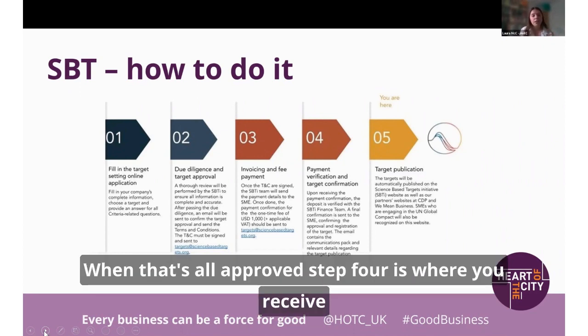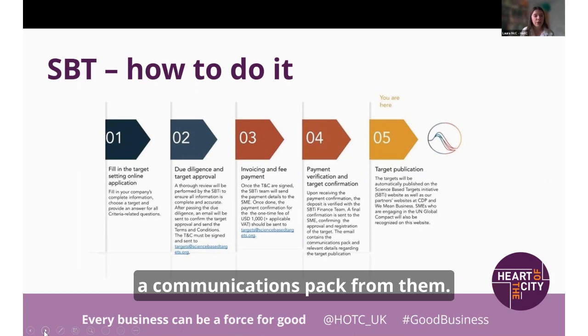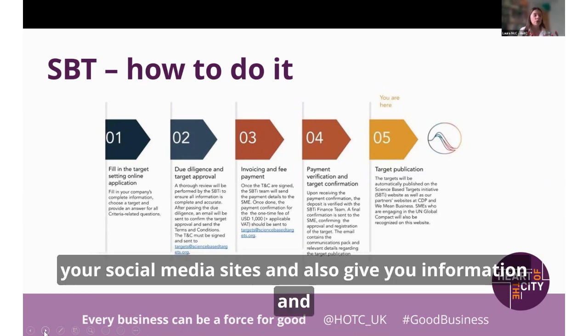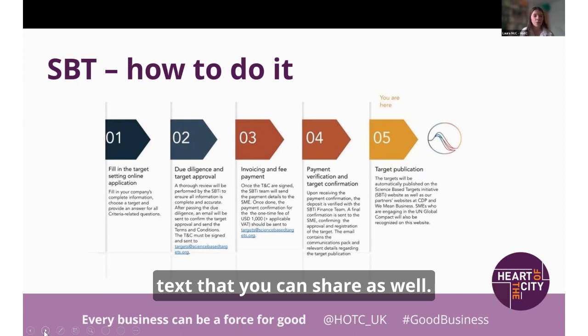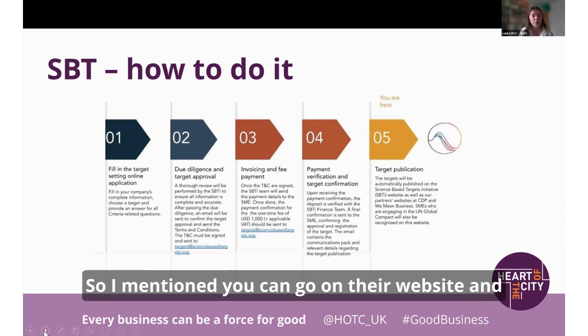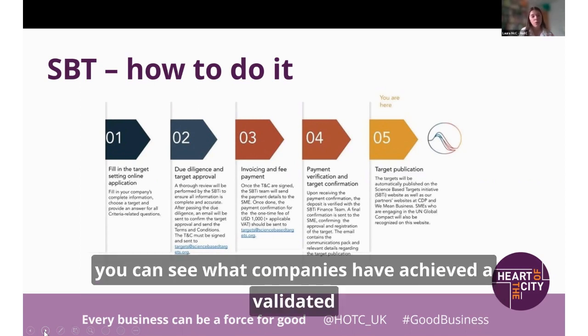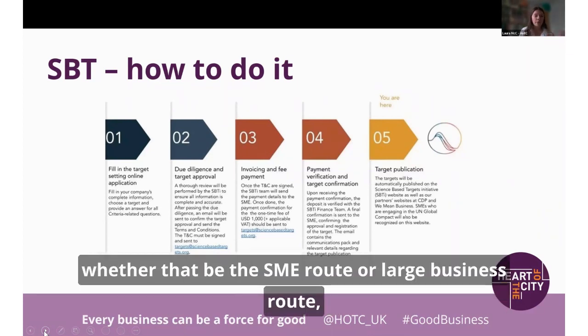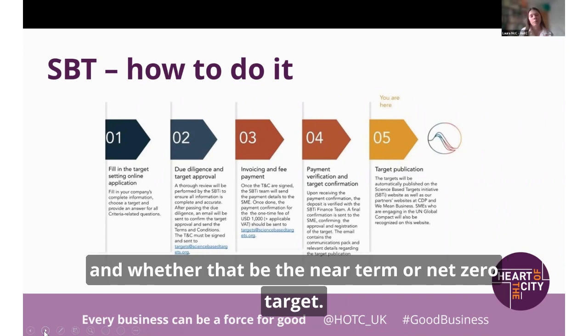When that's all approved, step 4 is where you receive a communications pack from them. So the SBTi have logos that you can use. You can put it on your website, you can share it on your social media sites, and they also give you information in text that you can share as well. And then step 5 is where it will be published on their website. So I mentioned you can go on their website and you can see what companies have achieved a validated science-based target, what route they went down, whether that be the SME route or large business route, and whether that be the near-term or net zero targets.